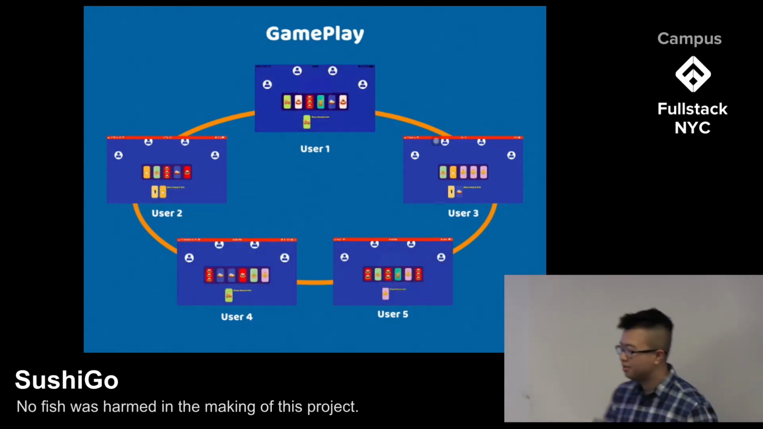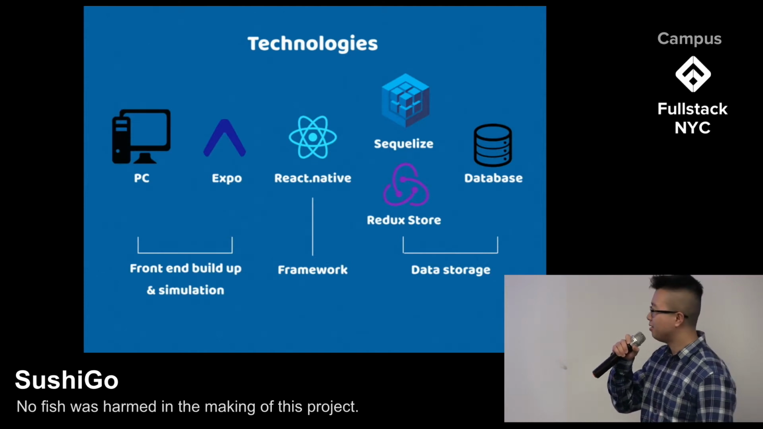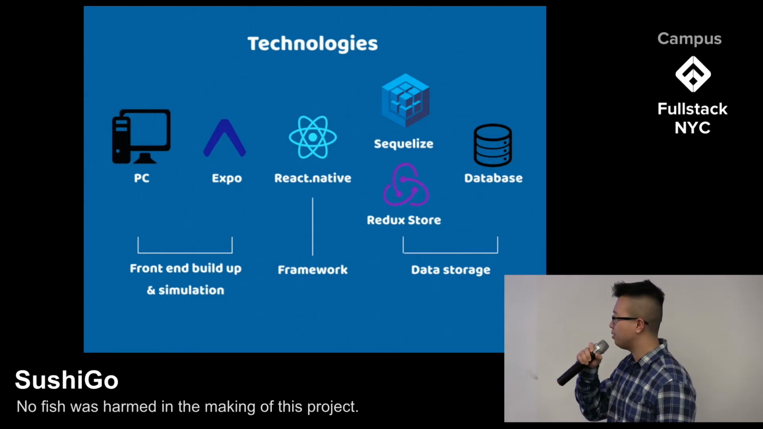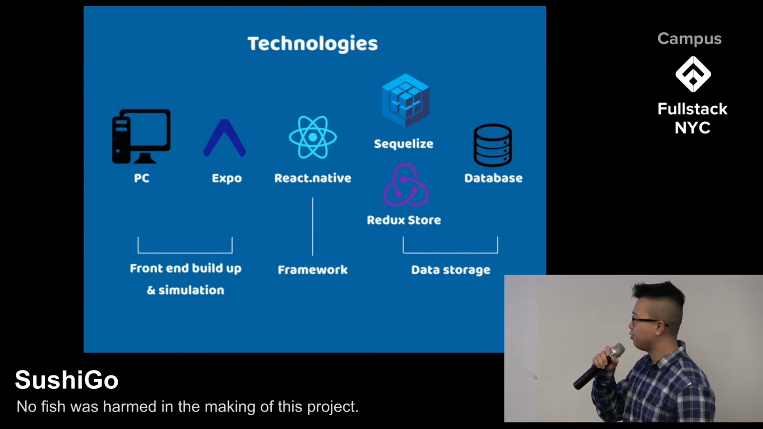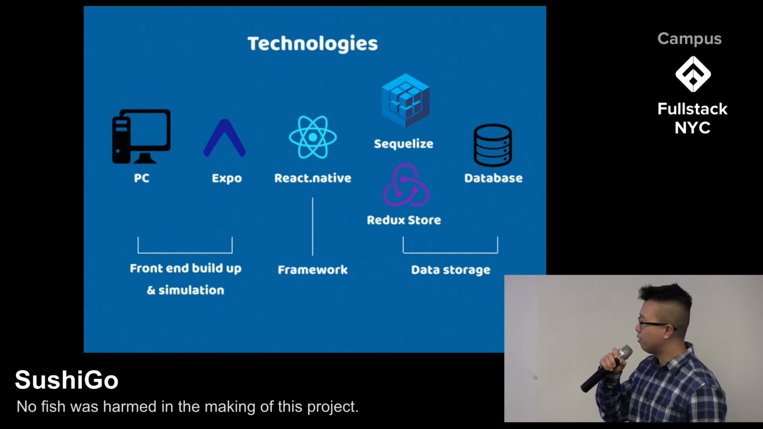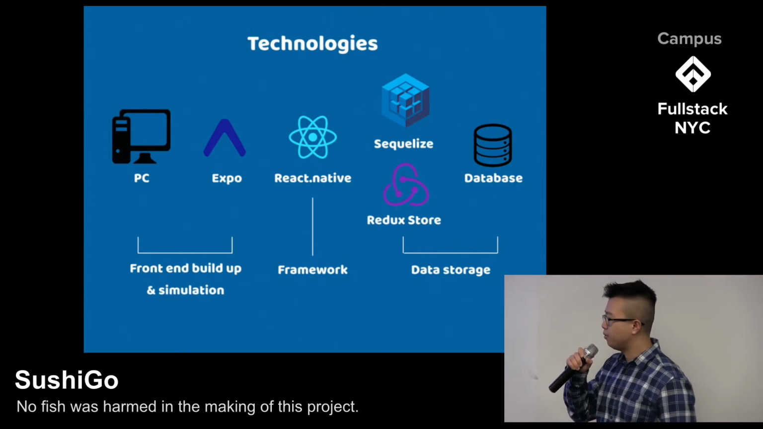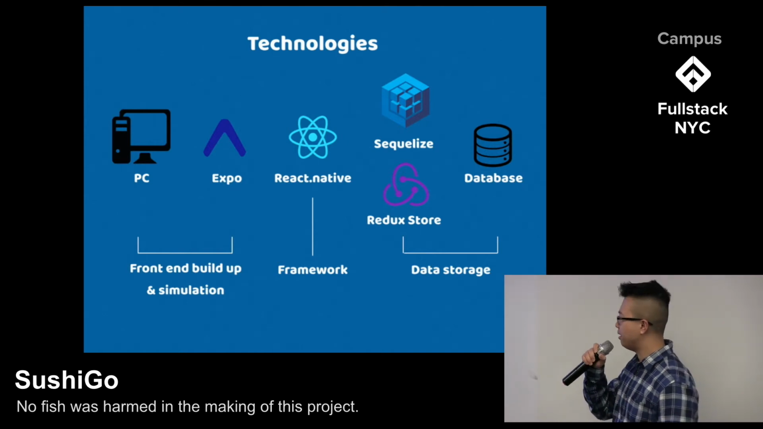Thanks, Will. As Will mentioned before, our game's running on mobile devices. So we chose React Native as the framework to build our game. Expo is a very convenient tool for us to build a native iOS or Android project and simulate our mobile games on a computer screen, so we could have a better view from the user's perspective during game development.